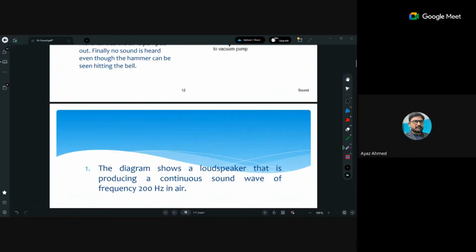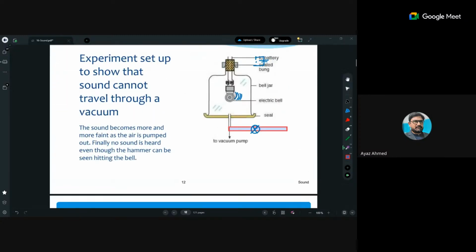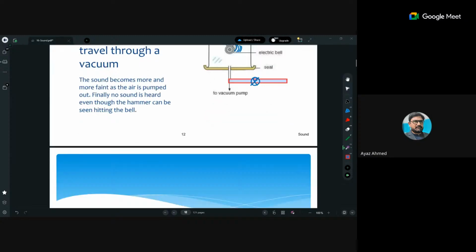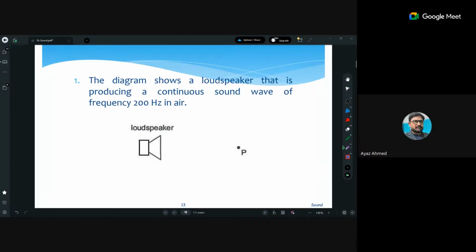It's very simple, and the same experiment can be performed in a glass, that is, in water. If you are able to hear the sound in the water, you can simply say that sound can propagate through liquid. So this is that experiment. I think that much detail is enough, is it?